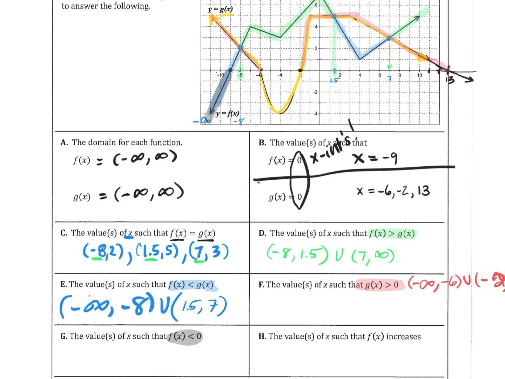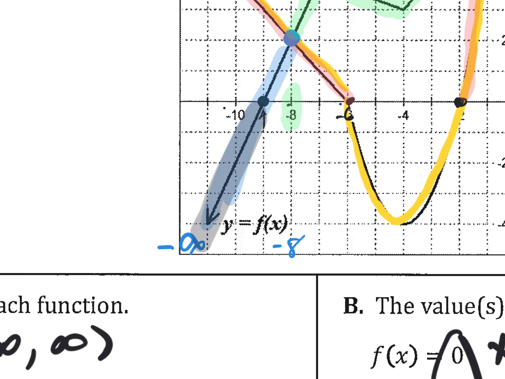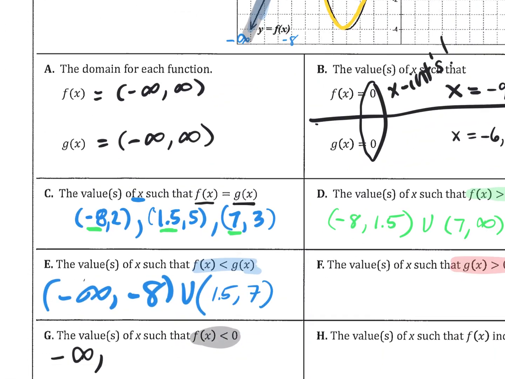So what is that interval? From where to where? From -infinity to where? What is that value? -9? Okay. So from -infinity to -9.